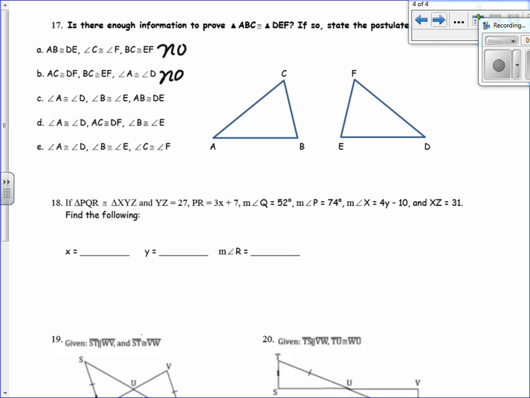Let's see. Okay, angle A is angle D, and AB is going to DE. Angle side, does that work? Yes. Okay? All right, I'm done. You do the other two by yourself.